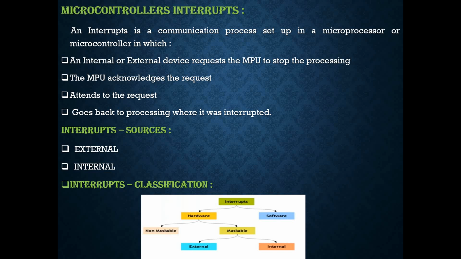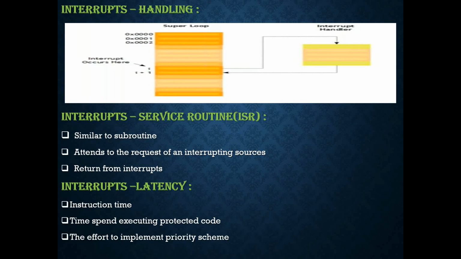Interrupts are classified into hardware and software. Hardware is further classified into non-maskable and maskable. Maskable is further classified into two: external and internal.